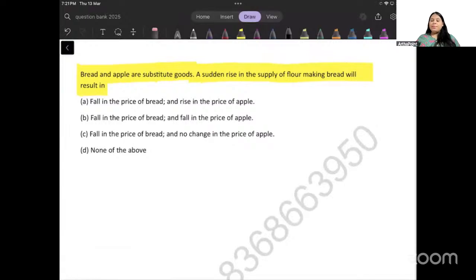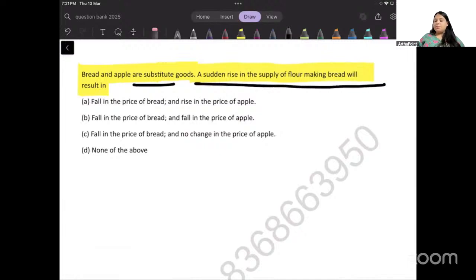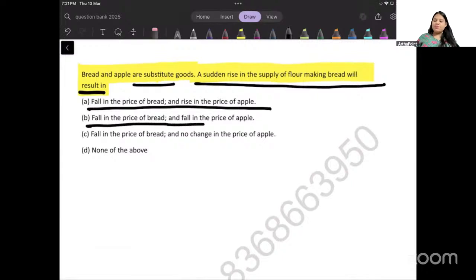ठीक है. Bread and apple are substitute goods. A sudden rise in the supply of flour making bread will result in: fall in the price of bread and rise in the price of apple; fall in the price of bread and fall in the price of apple; fall in the bread and no change in apple.